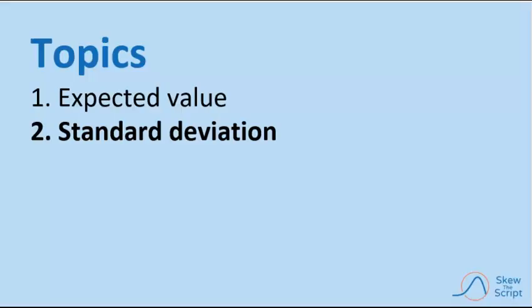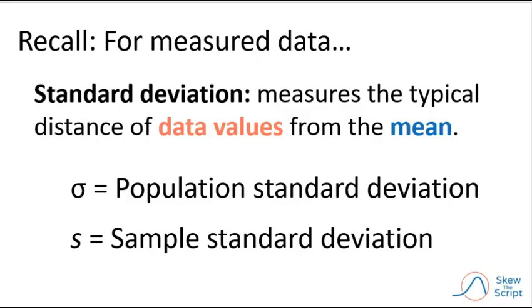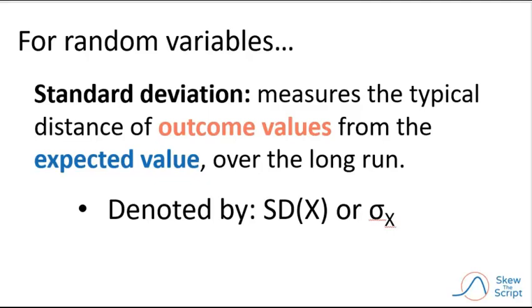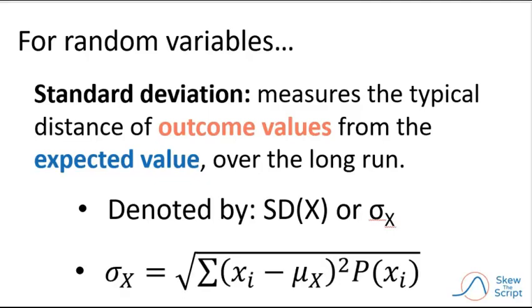Our other topic for today is standard deviation. We've talked about it a bit, so let's first recall that for measured data, standard deviation measures the typical distance of data values from the mean, and that sigma represents the standard deviation for the population, while S is the standard deviation for the sample. When we look at random variables, the standard deviation measures the typical distance of outcome values from the expected value over the long run. And it's denoted SD of X or sigma sub X. And it can be calculated using this formula. I know it looks complicated, but we'll break it down in a second.